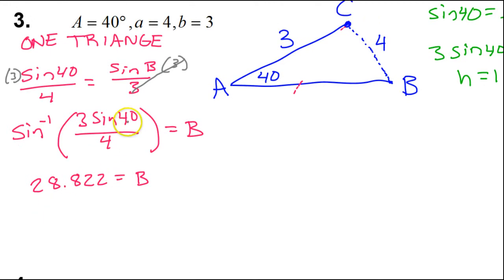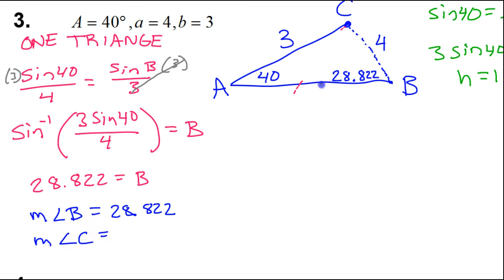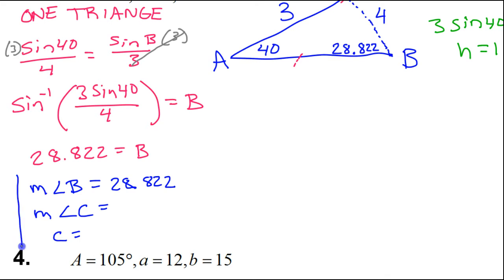Well, you know what? I forgot to write down the pieces of information that I'm actually looking for. So let me stop and do that now. I am missing angle B, so we were going to have to find the measure of angle B, which did turn out to be 28.822. I will also need to find the measure of angle C, and I will need to find side C. Alright, so in the end, I'm going to need all three of these pieces of information.